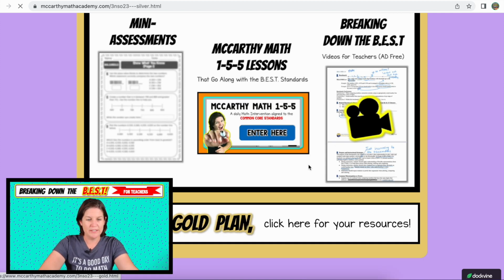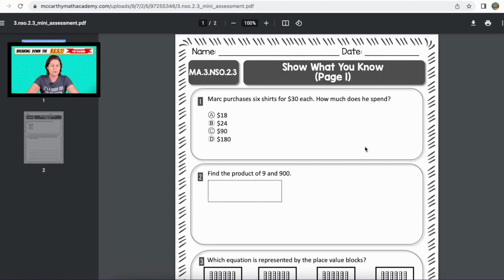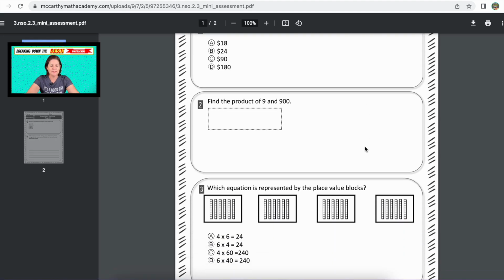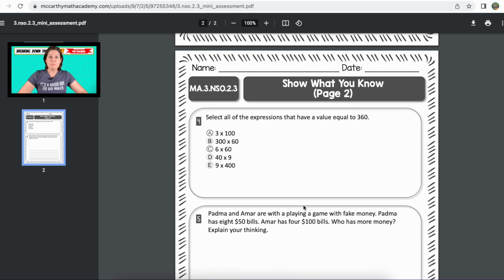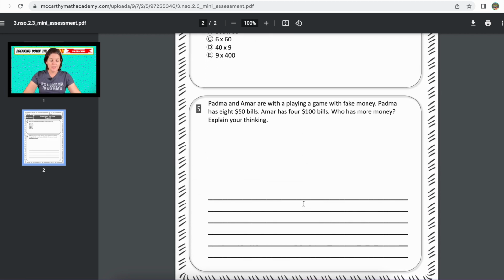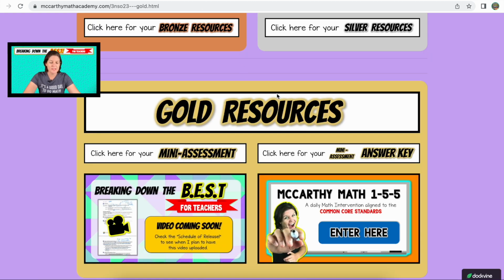So if you have the gold plan, you can click there and you can see you have a mini assessment. I'll click on that so you can see you got multiple choice, got some drawings, we've got a multi-select question, and here's a written response, different question types, just a quick assessment, maybe using it as a preview for a test, practice test if you may. You got your answer key here. You can click on that to see. Right there, you're probably seeing something different because you're watching this video maybe.